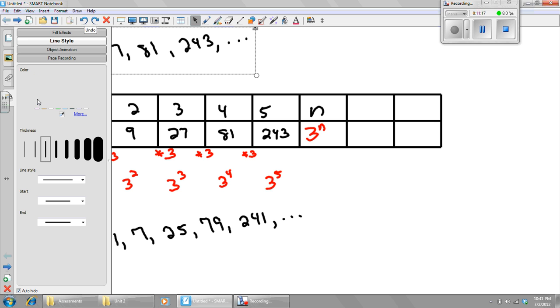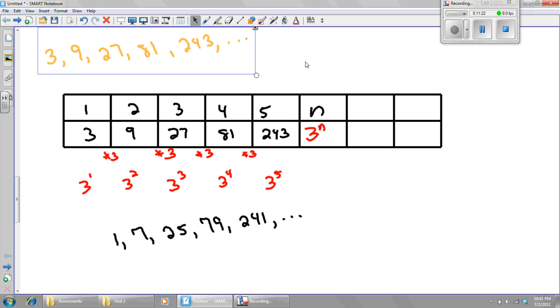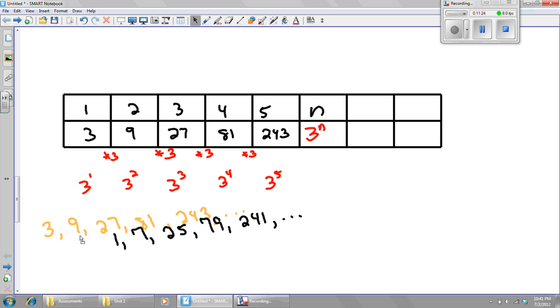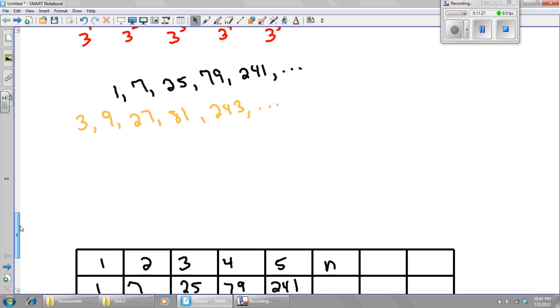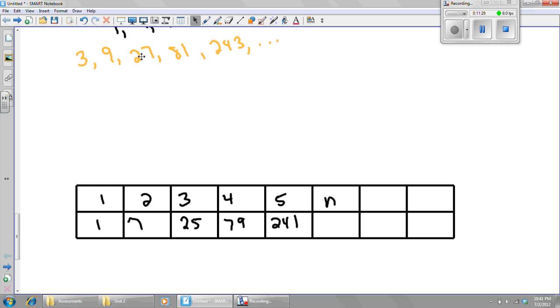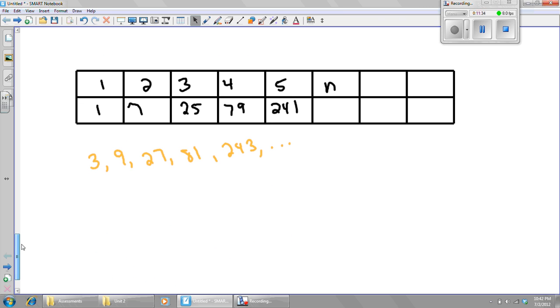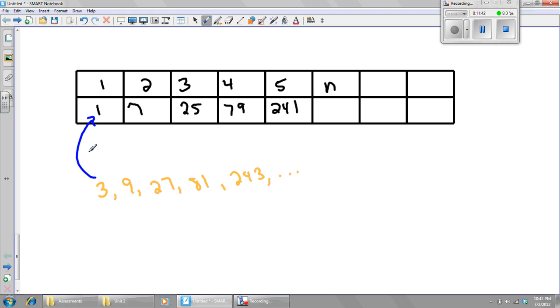But if I check out this pattern here and change the color of it, I'll make it orange. It shows up pretty good. If you look in the table and compare these orange ones to the black ones: 3 turns into 1, that's minus 2. 9 into 7, minus 2. 27 to 25, minus 2 again. They're all take away 2.